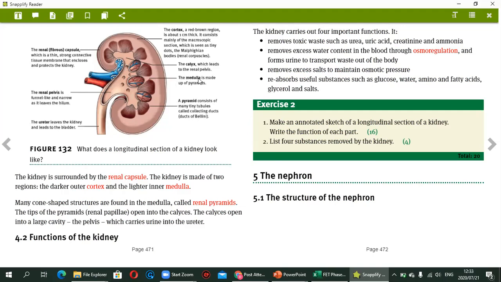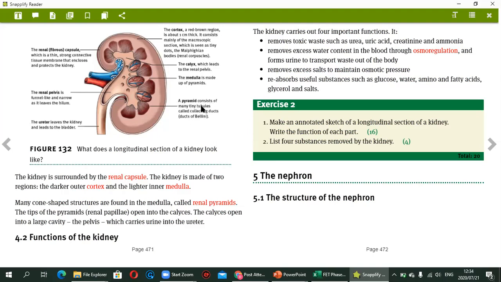Then we have the medulla, which is made up of pyramids. The medulla, these are the pyramids there. This area, you'll find pyramids. The area which contains pyramids is the medulla. These are the pyramids that you see. They are very distinct. You are able to label them. Even the shape, I think the name takes from the shape, pyramid shaped.